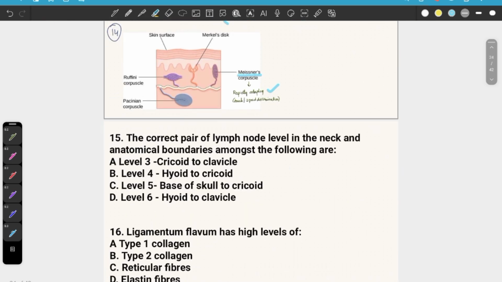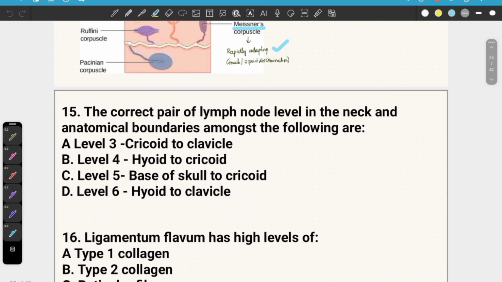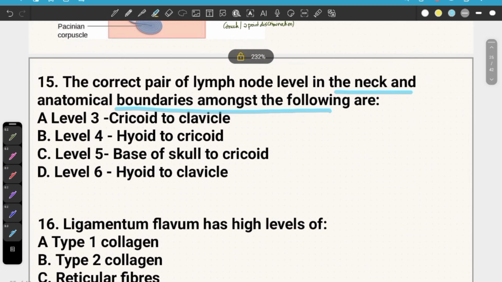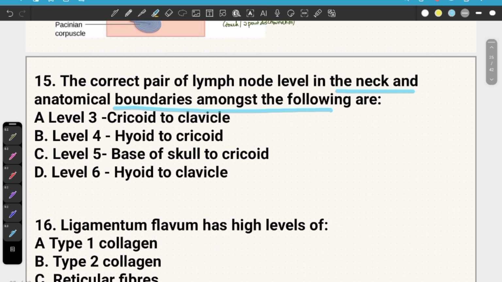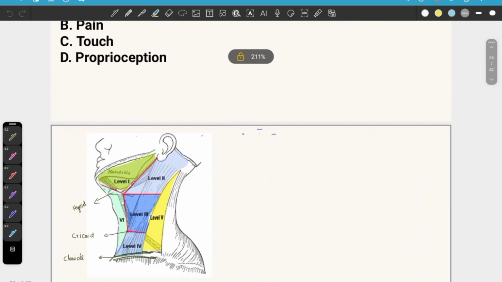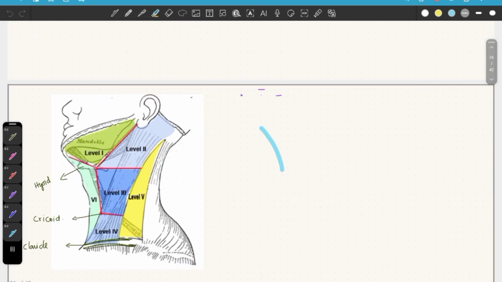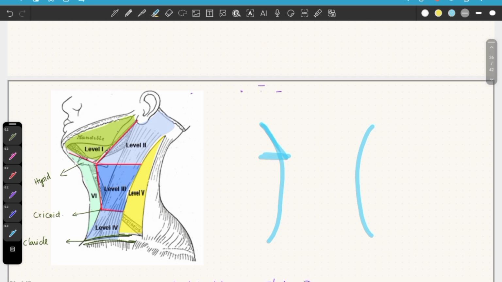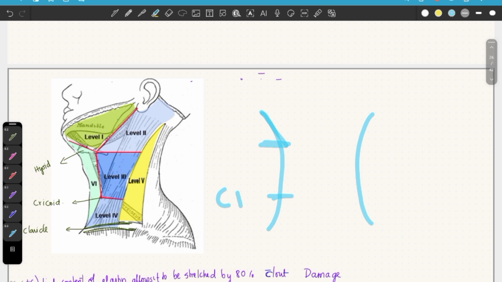14th is over. Now the 15th question. The correct pair of lymph node level in the neck and the anatomical boundaries amongst the following are. They are telling third level is for cricoid to clavicle. Third level, let's see. This is the hyoid bone. This is the cricoid. And here is the clavicle. Cricoid to clavicle, that is the fourth one.